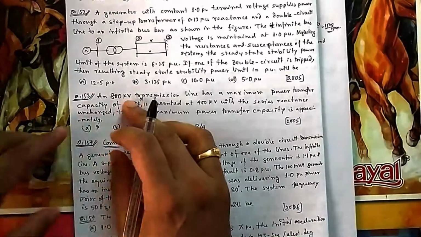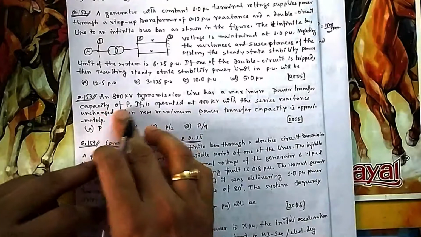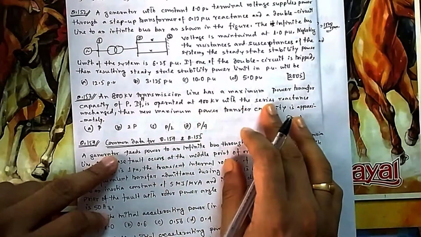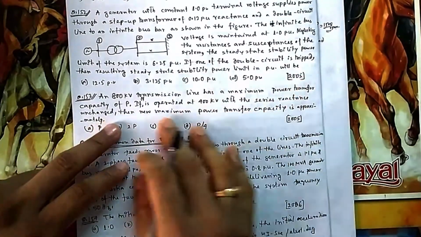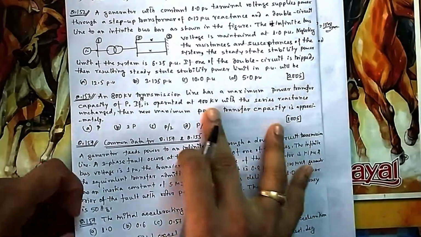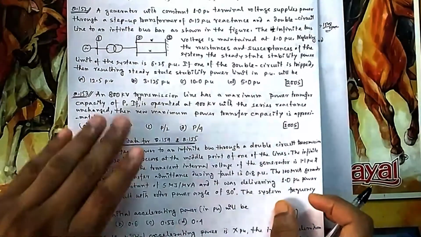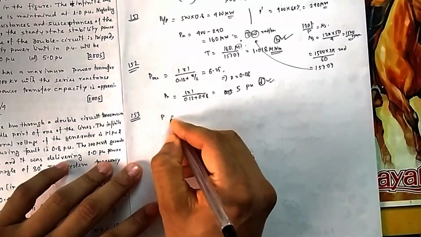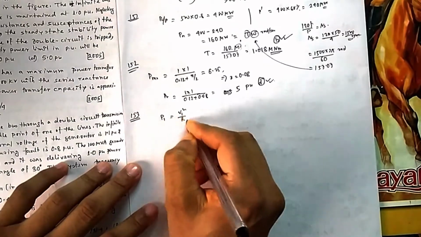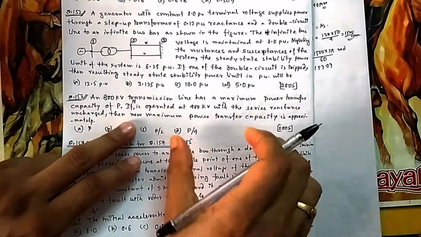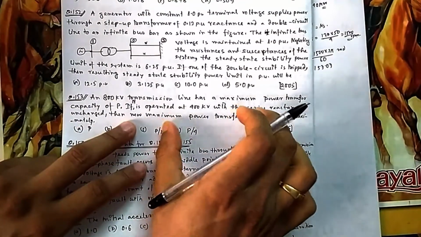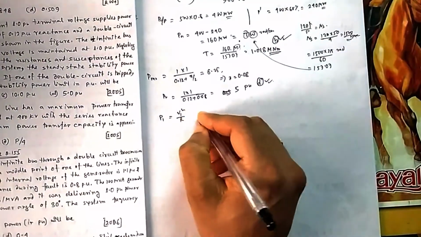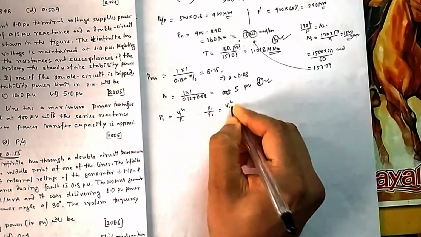Now if you come to 153, an 800 kV transmission line has a maximum power transfer capability of P. If it is operated at 400 kV, you are reducing the voltage level with the series reactance unchanged. You are not changing its reactance. Then what is the new maximum power transfer capability? So power is proportional to V square by X. If you are changing V, the power will change with the square of V. So your power transfer capability P1 is equal to V1 square by X, and this X is the same on both sides. So your P1 by P2 will always be equal to V1 square by V2 square.